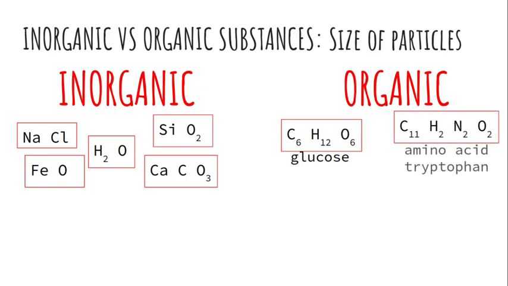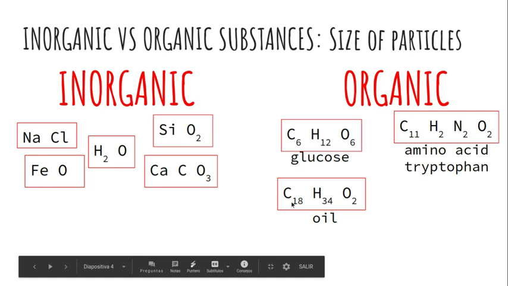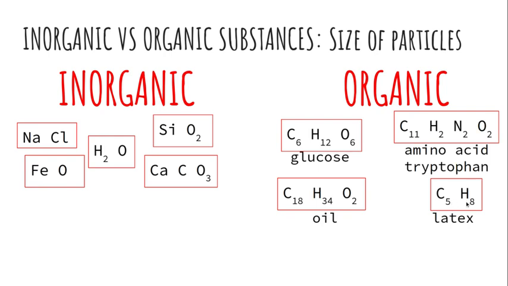Compared to a molecule of an amino acid like tryptophan that is typically found in hair, or in feathers, or in nails: 11 atoms of carbon, 2 of hydrogen, 2 of nitrogen, 2 of oxygen. But let us go on. What about oil? There is a type of oil that is called oleic acid, and it has 18 atoms of carbon, 34 atoms of hydrogen, and 2 atoms of oxygen. And then the latex of the eraser has, modestly, 5 atoms of carbon and 8 atoms of hydrogen.